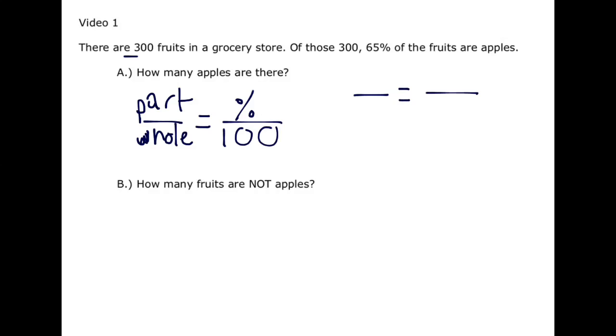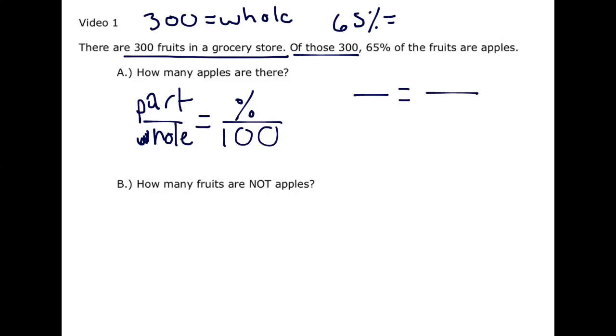It says there are 300 fruits in a grocery store. So 300 is equal to the whole thing. Of those 300, of that total, 65% of the fruits are apples. So 65% are equal to the apples, which is the part out of the total fruits. So this is my part, and it's my percentage, so it goes on the top.